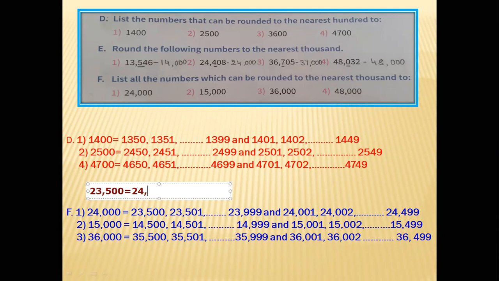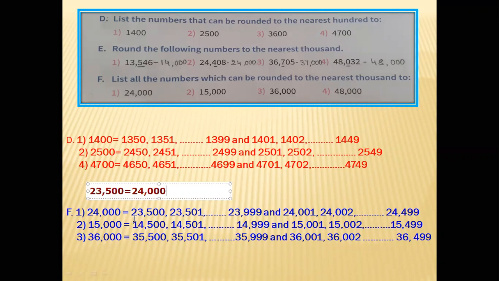Okay, from 23,500 to 24,499, these all numbers are equal to 24,000. These all numbers are nearest to 24,000. Like this you have to write. Okay, like 110 is there, like that only for thousands. You have to think and write from this number. This is also difficult to write, from 23,500 to 24,499.